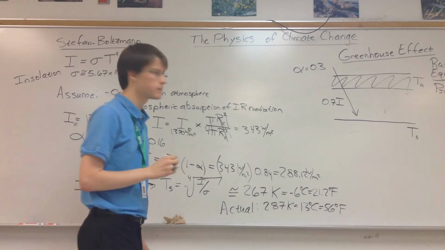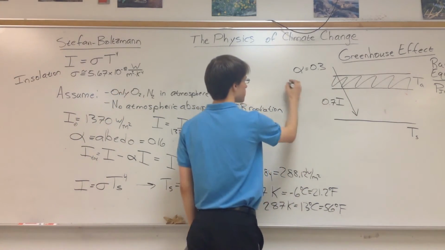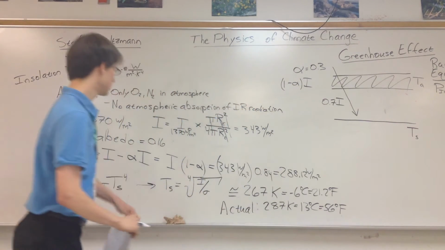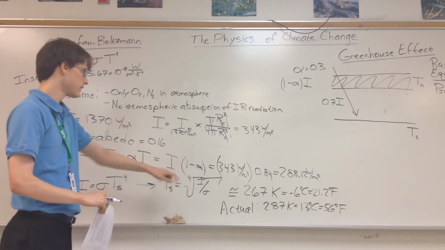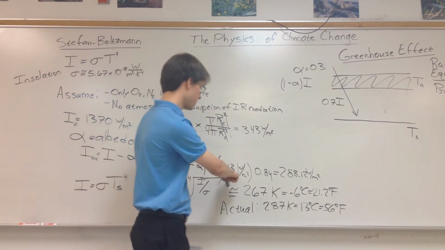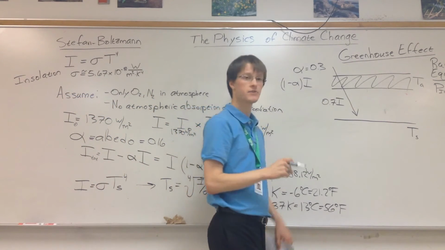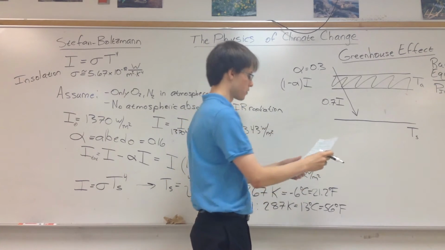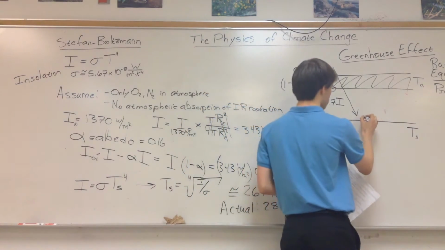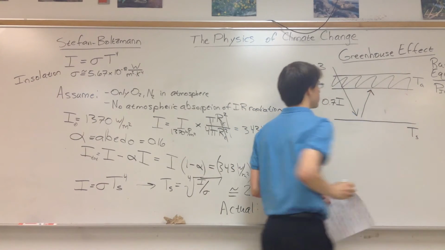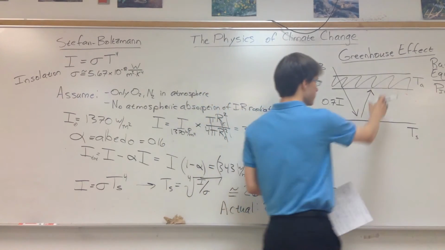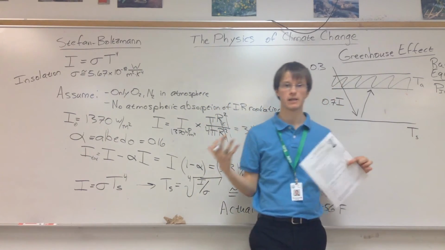So 0.7, because again, the 0.7 comes from the 1 minus alpha times I, which we saw over here. So we're multiplying 343 times 0.7. And that's the amount of radiation per square meter that's coming in at the Earth. So the Earth is going to absorb that, but then it's going to radiate it back out, up and out. And this atmosphere is going to absorb that radiation.